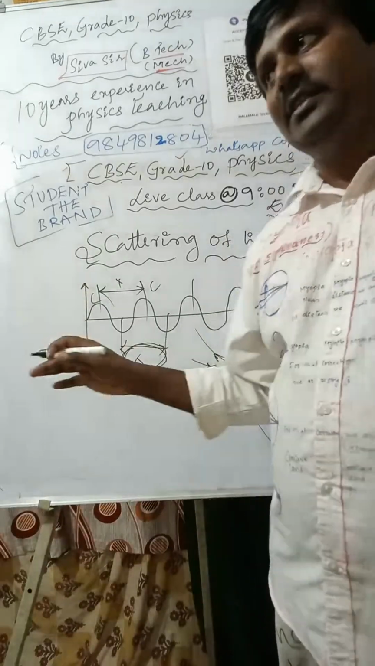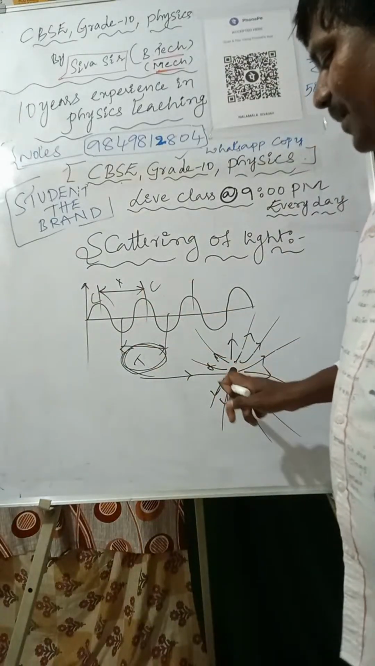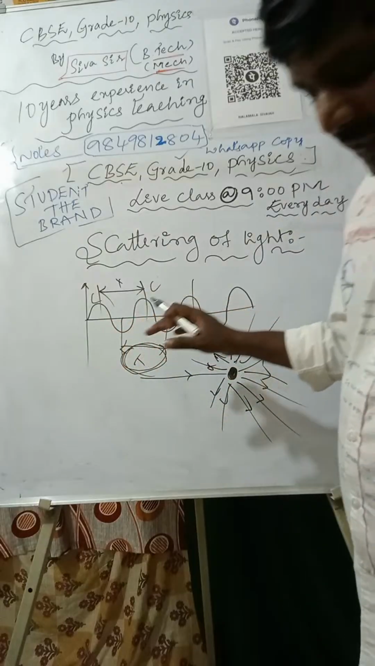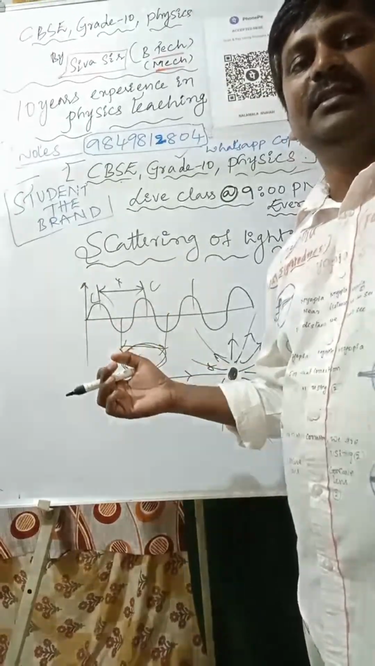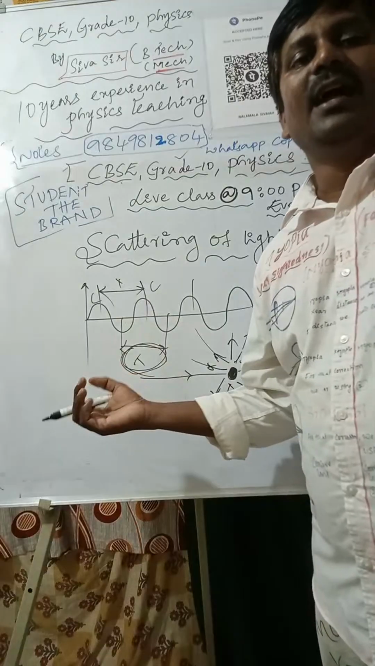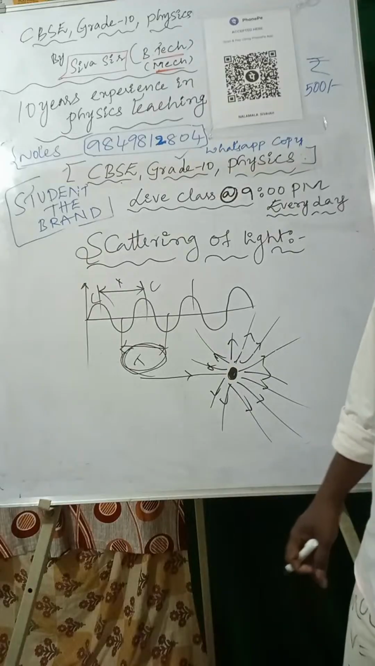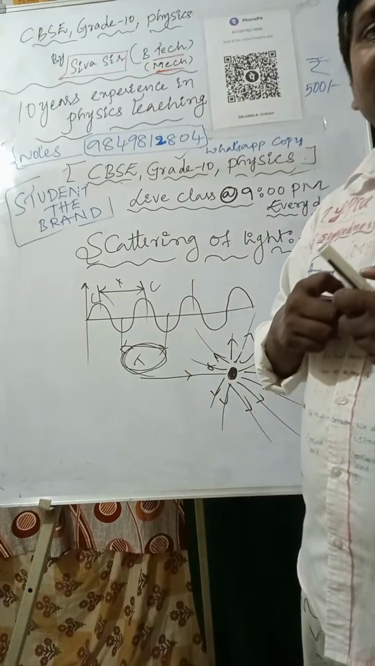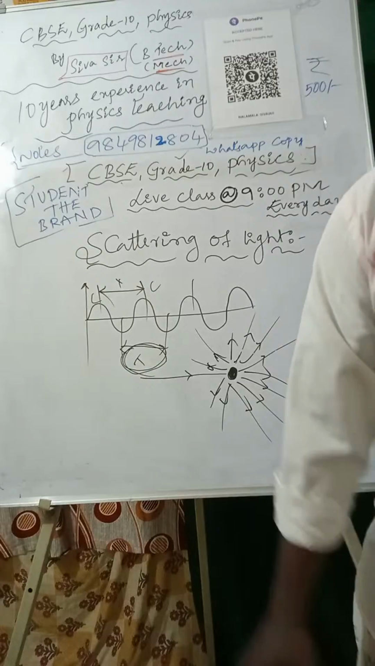So when light rays are incident on a particle whose size is comparable to the wavelength of the light, the particle will absorb the light and re-emit in all directions with a different intensity, which is called scattering of light. Is it clear? Do you have any doubts? The sky appears blue, reddish, and sometimes white because of scattering of light only.